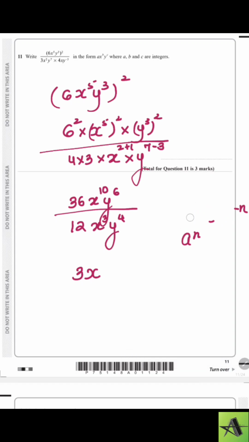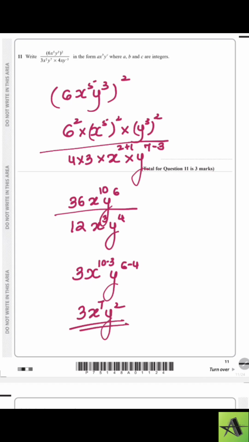Same thing, I'll do it here, which is x to the power of 10 minus 3 and y to the power of 6 minus 4. Final answer is 3, x to the power of 7, y to the power of 2. That's your final answer. So I can write 3x^7 y squared.